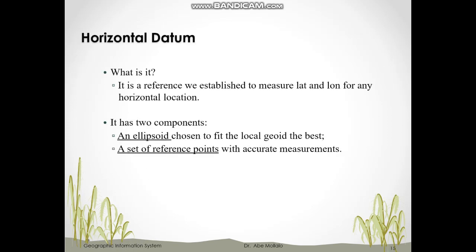So let's talk about horizontal datum. Horizontal datum is a reference for measuring latitude and longitude for any location on Earth. Horizontal datum has two components. First, an ellipsoid is chosen to fit the local geoid the best. Second, a set of reference points with accurate measurements of latitude and longitude are used to measure latitude and longitude for any location nearby. So let's talk about each component one by one.